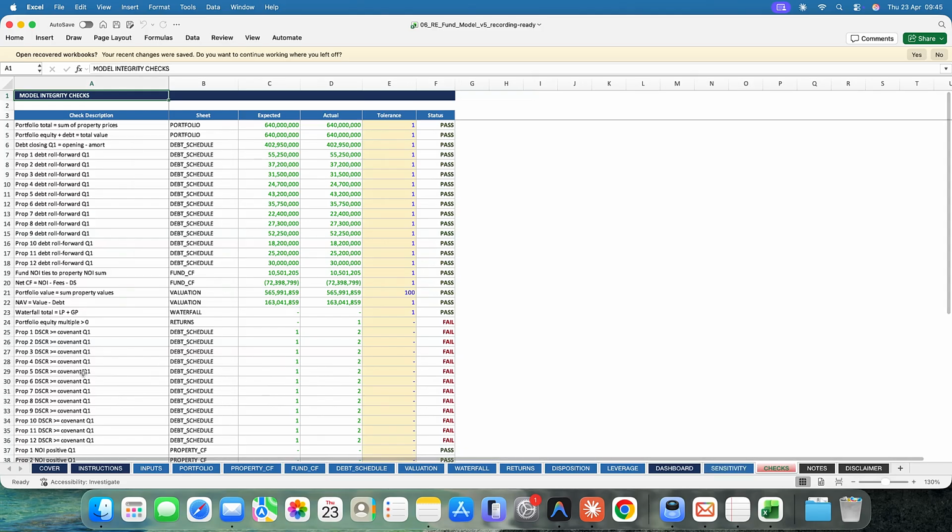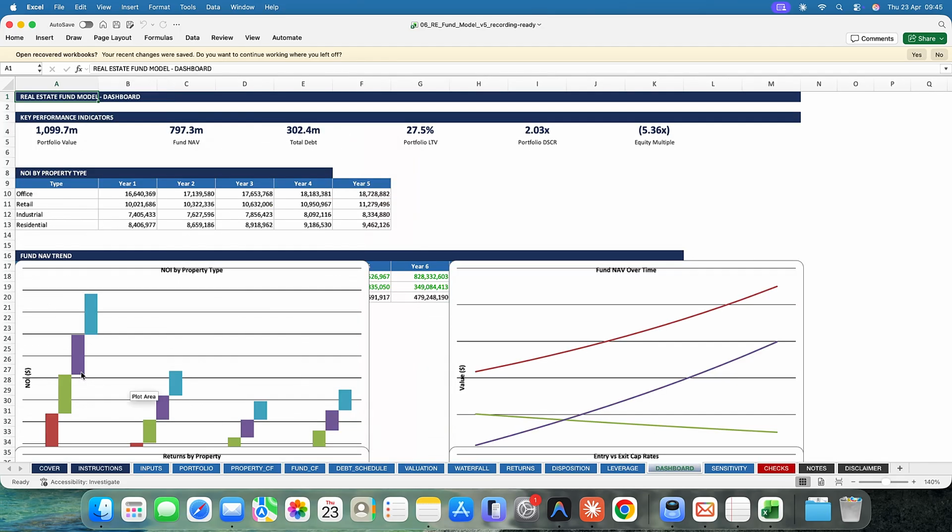The integrity layer. Property cash flows tie to fund consolidation. Debt service ties to debt schedules. Waterfall distributions tie to fund cash. NAV roll forward reconciles. If any fails, master cell goes red.